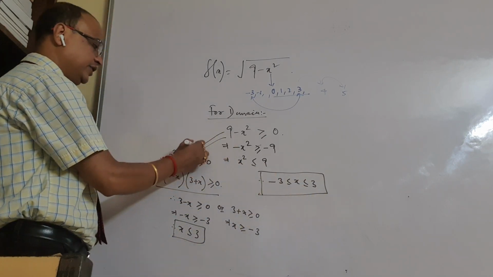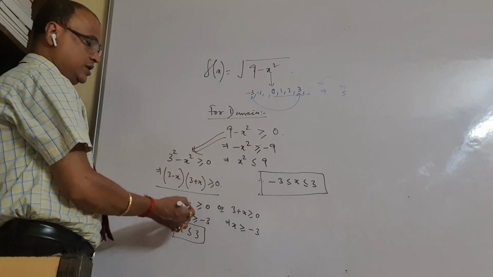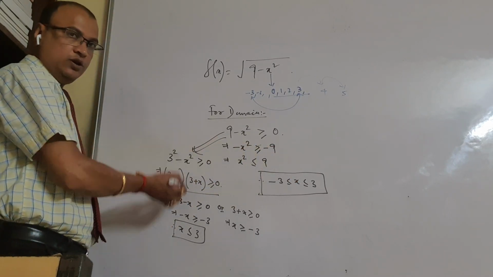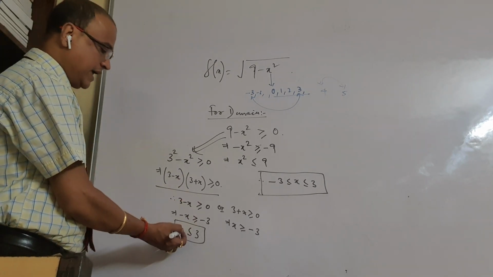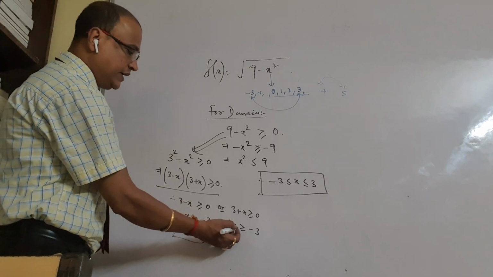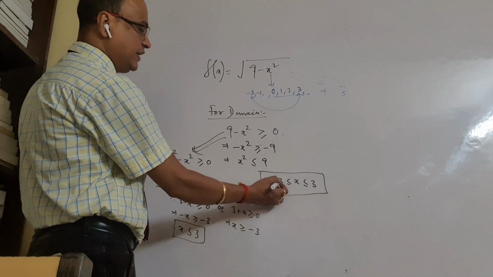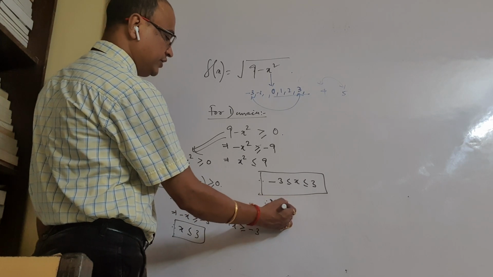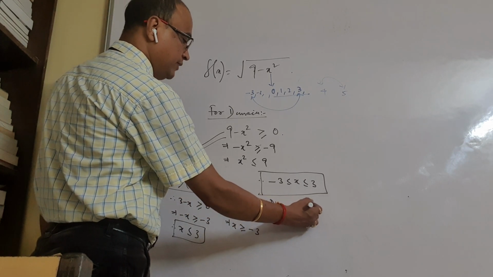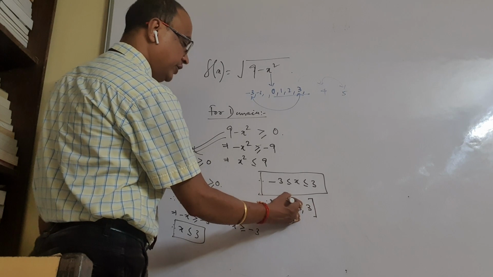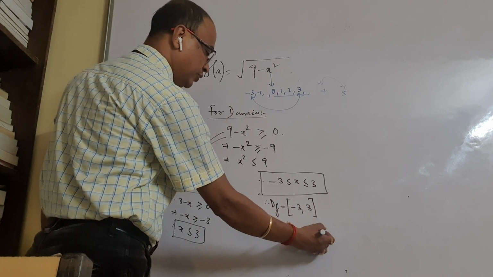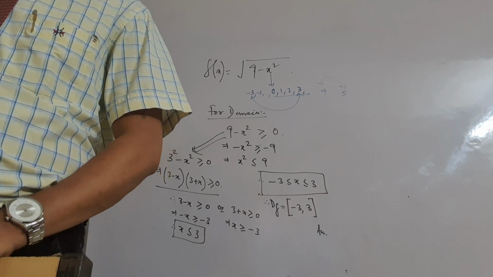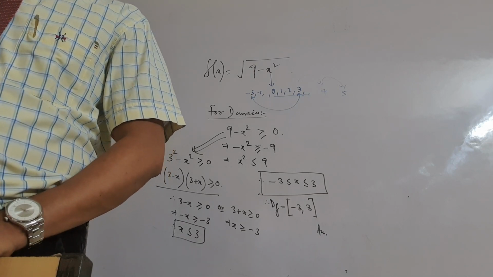Better you follow this method, it will be easy for you instead of this, because from the other method it is difficult to understand how minus 3 and plus 3 come. So better you follow the factorization method. So x should be less than or equal to 3 and x should be greater than or equal to minus 3. So minus 3 less than or equal to x less than or equal to 3. So what is the domain of this function? Minus 3 comma 3 under the closed interval. You know the meaning of closed interval. So this is the domain of this type of function.